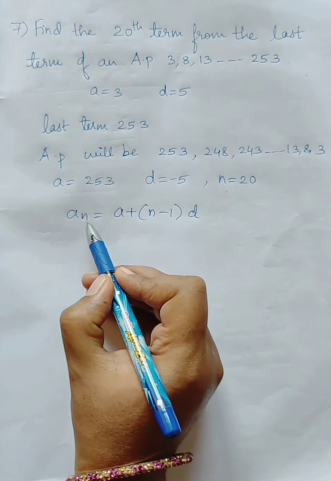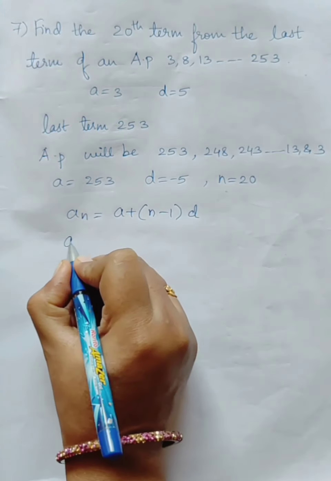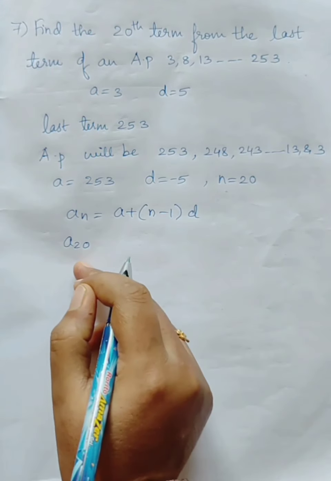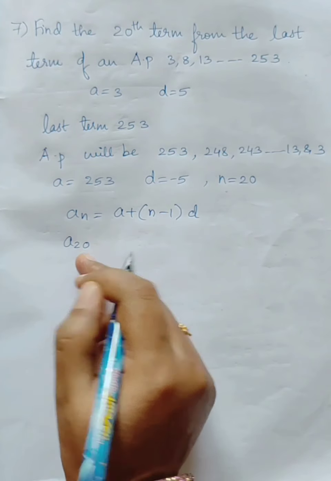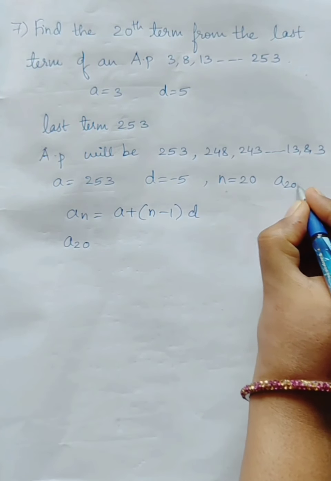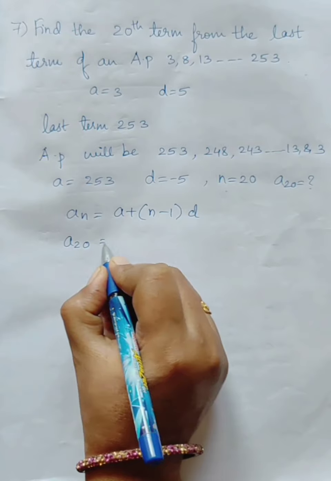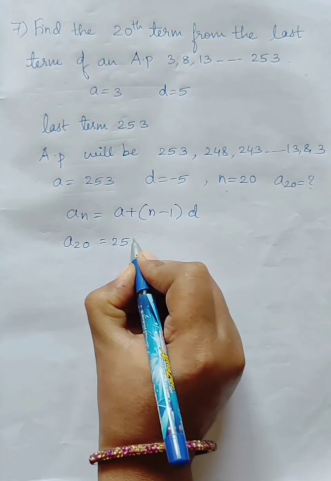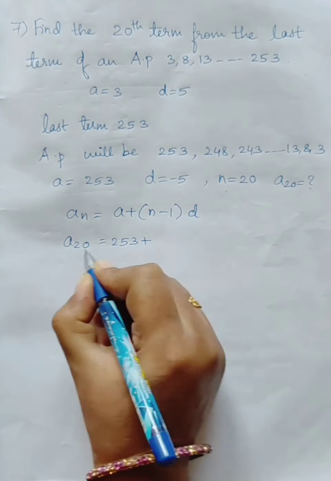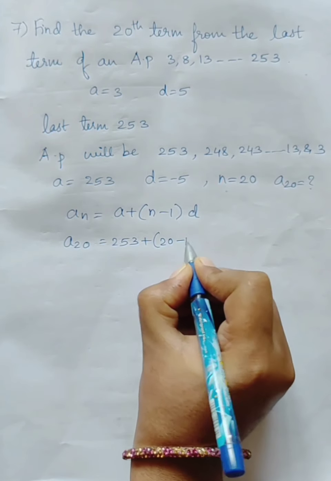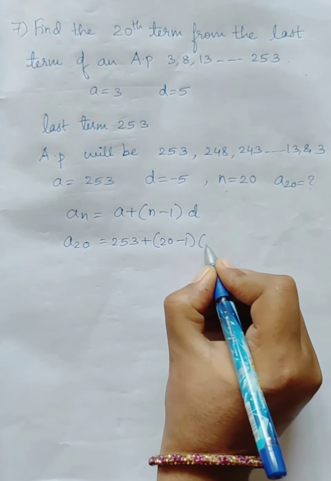Now in place of n, I am going to substitute 28. So we need to find the A28 value. A28 is how much? What is A now? A is 253 plus, what is n? n is 28, 28 minus 1. D is what? Minus 5.